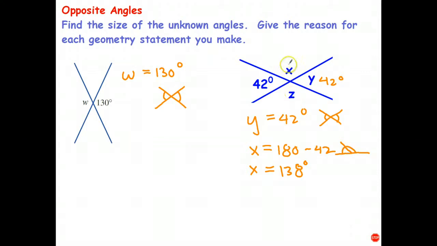And then I could get z by just saying they're opposite angles as well. So z is also 138. And I can use the fact that opposite angles are equal. Okay, so that one's pretty straightforward.